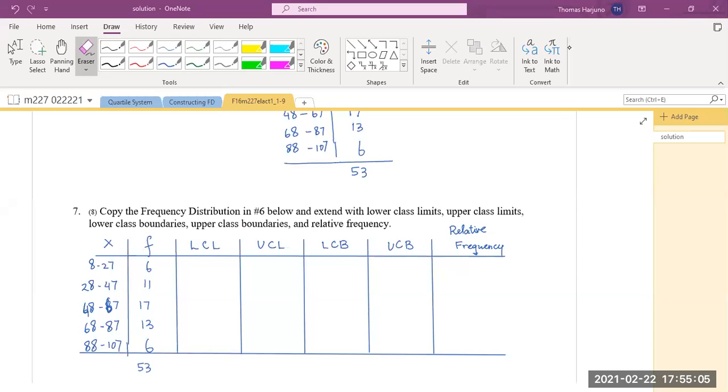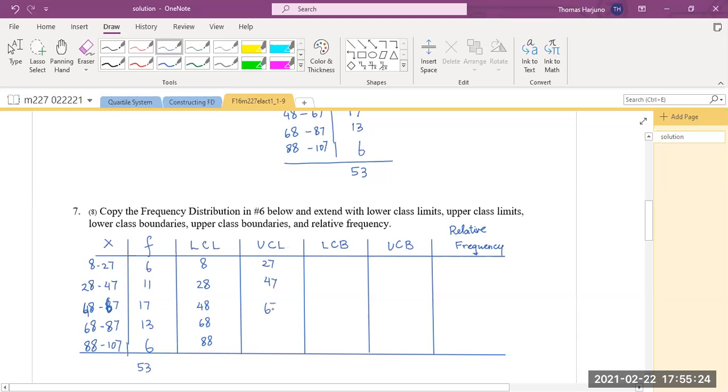Okay, the lower class limit for the first class is 8. The lower class limits for the next classes are 28, 48, 68, 88. Upper class limits for those classes are 27, 47, 67, 87, 107. Basically, the numbers I put here are from here, and the numbers I put here are from here.